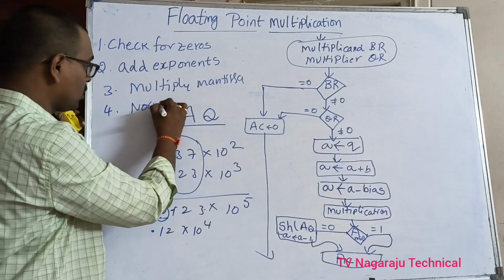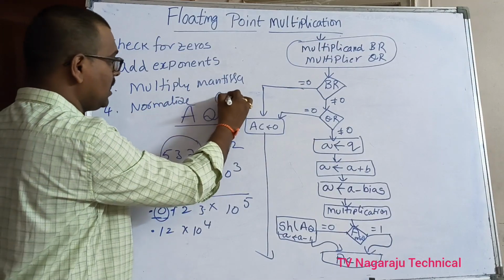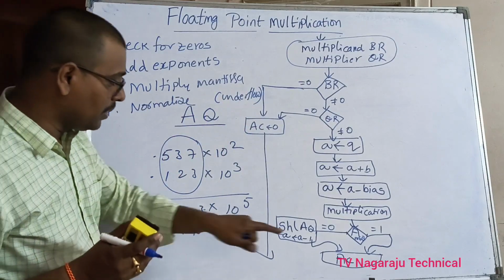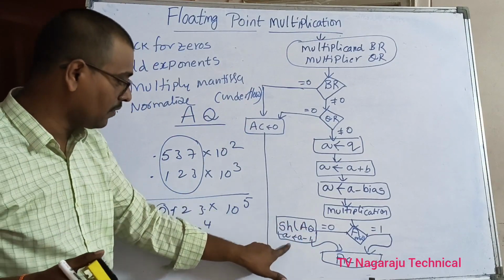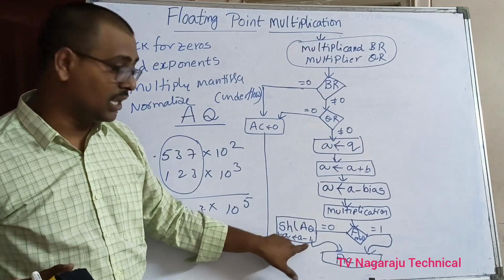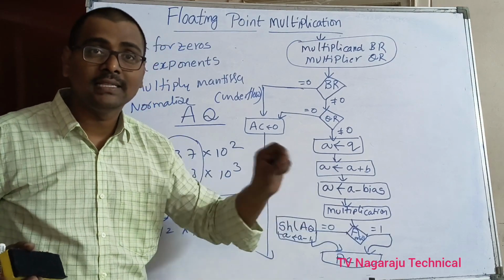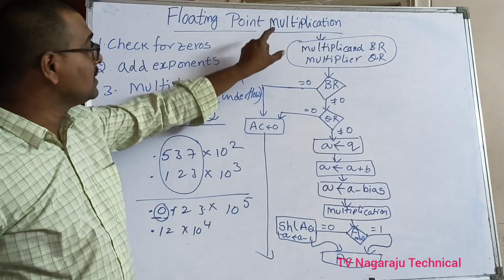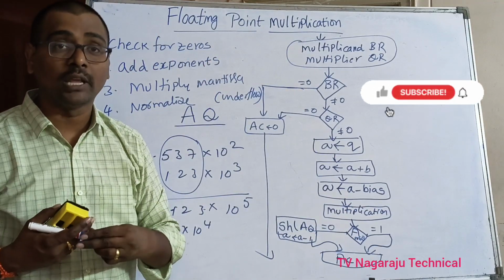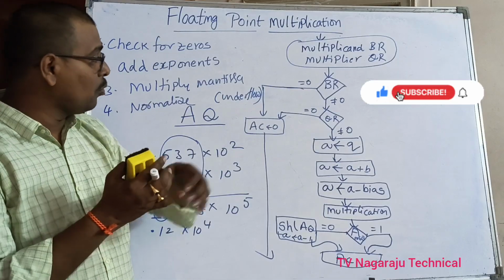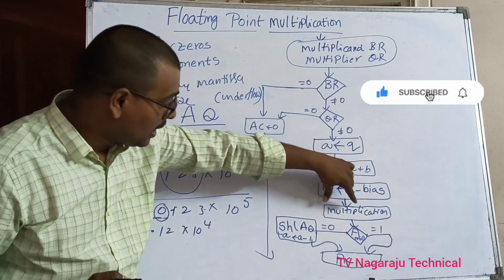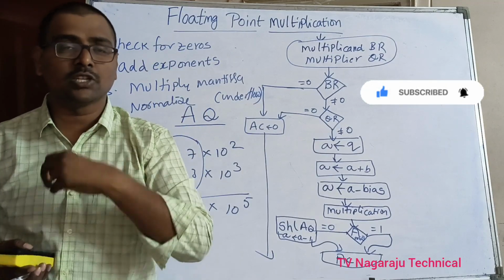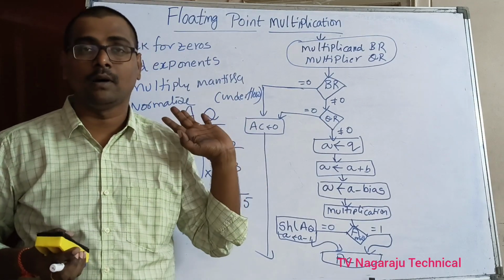What is the fourth step? Normalize the result. Generally in multiplication there is a chance of underflow. If it is underflow, simply do the shift left operation and decrement the exponent value. If it is already 1, in the sense the result is already in normalized form, no need to do anything. This is the multiplication algorithm for floating point. But remember, this multiplication alone is not sufficient. Multiplication of mantissas requires the signed magnitude representation, or if you want, you can use Booth's algorithm also.